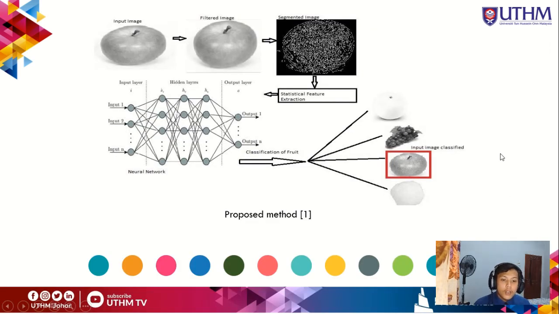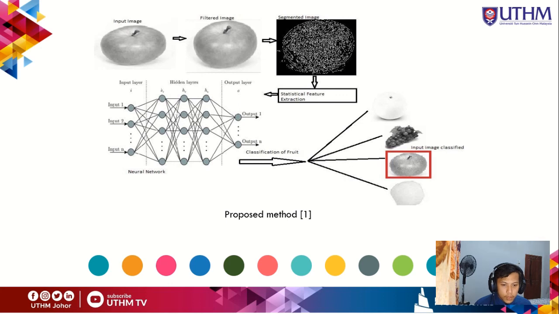And this is the expected system that is obtained from this project. First, the input image is filtered using median filtering. Median filtering is used to reduce the noise in an image with its unique characteristics. Next, the filtered image will be segmented using k-means clustering. And next, the segmented image will go to statistical feature extraction. Standard deviation and mean are the statistical features taken from the image and fed into the classifier, which is a convolutional neural network.